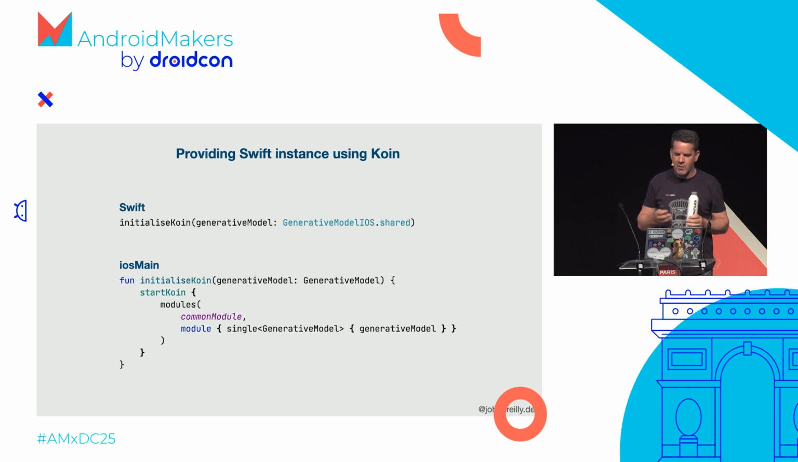And then this is an example of how we can provide that Swift implementation to our shared code. In this case, we're providing it when we initialize the Koin DI framework from Swift iOS code. That instance then becomes part of the Koin object graph, and then is what is injected into common code when running on iOS.